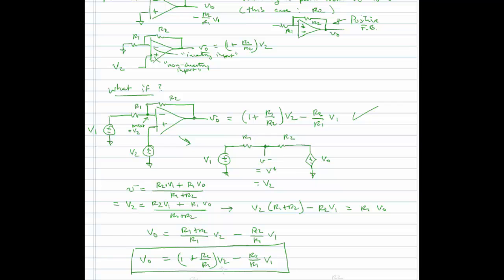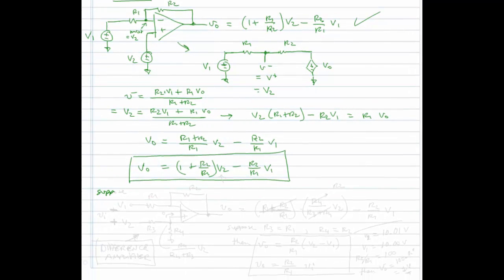Now I want to do one other thing to make this circuit much more useful. Suppose I add another resistor in here, or two more resistors. Suppose I have V1 here, R1 and R2. But now, instead of feeding V2 directly, I'm going to feed it through a voltage divider. And I'll say this is R3 and R4.